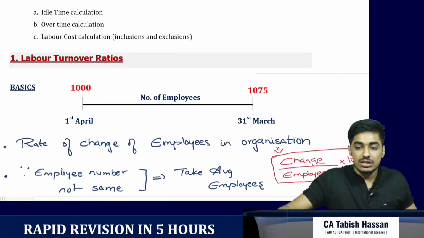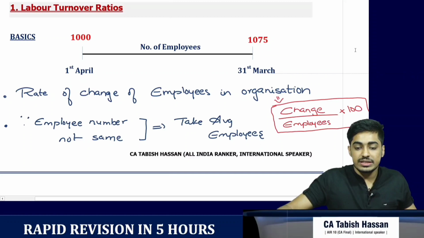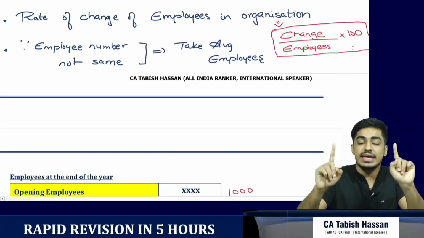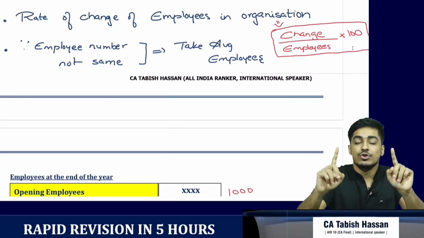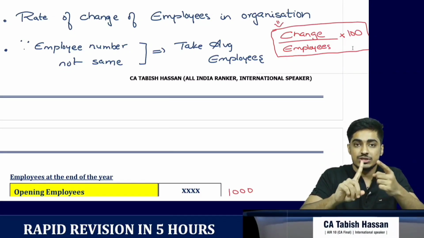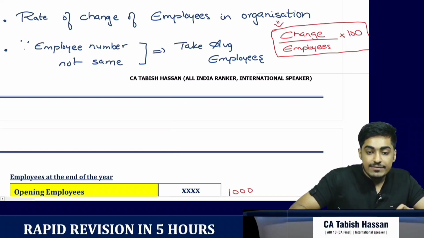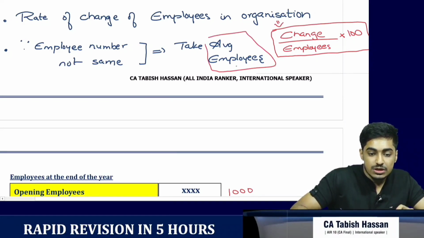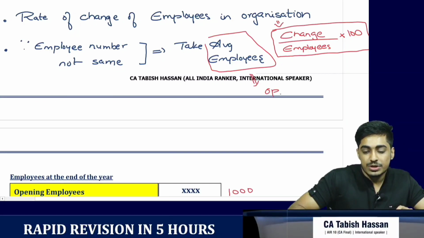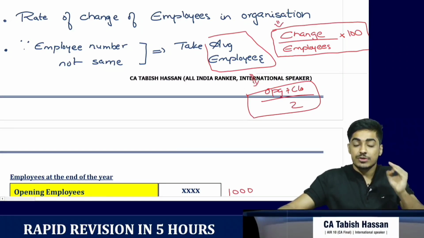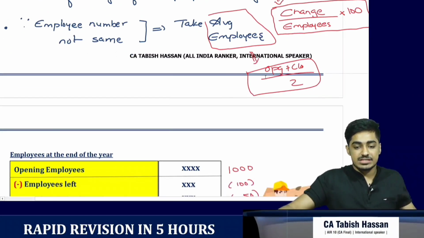Now coming to the number of employees. How do we get the number of employees? We know that the number of employees will not be the same at any particular point of time. So what employees number should we take? Should we take 1,000 employees, that is at the start of the year, or the employees at the end of the year? To resolve this, we take the average employees in the year. What is average employees? It is opening employees plus closing employees divided by 2. So in the denominator, instead of employees, we are taking the average employees.